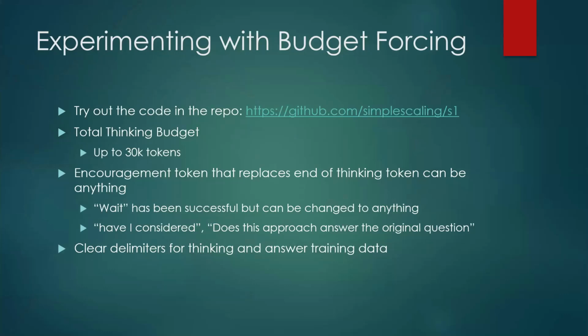Okay, so you can actually try this out on your own. You could just go to the GitHub. I think right now they have set it up for a max total thinking budget of 30K tokens. You can also even just replace the encouragement token, which is "wait" right now, and as I said, you can replace this with other things. One of the other important things is to make sure that you have clear delimiters for thinking and answer in the training data.